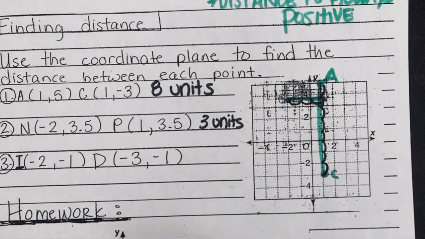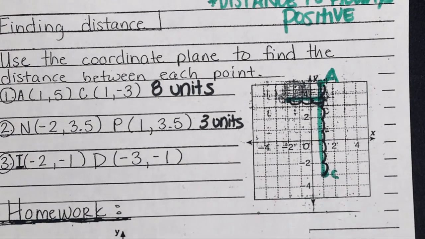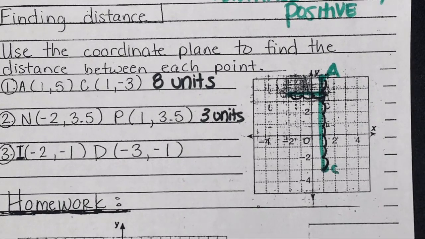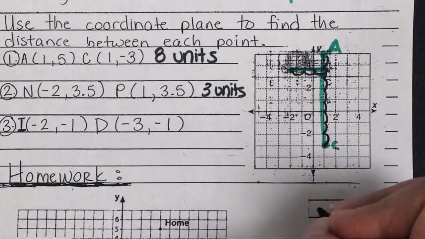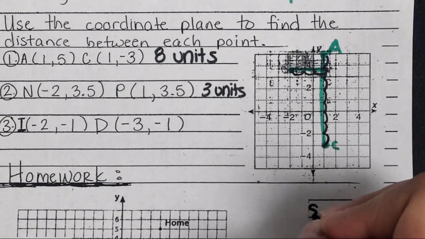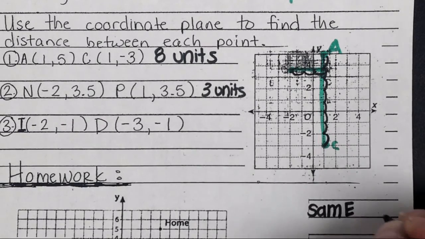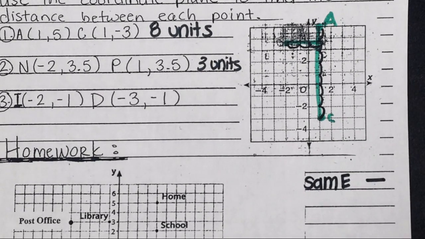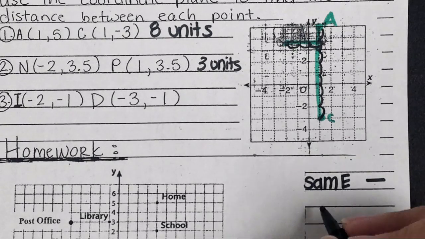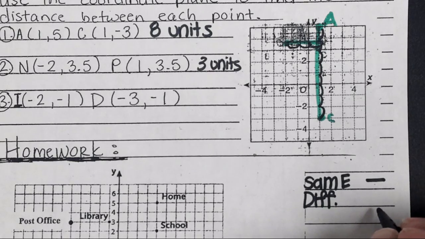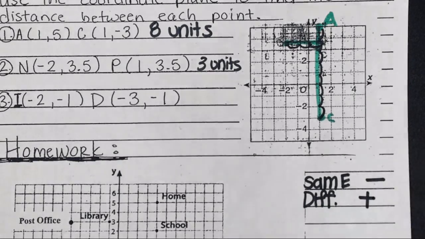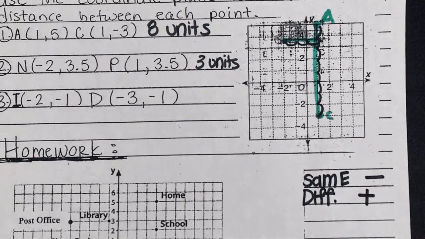Now, what's great is even if you can't see it, I'm going to show you how you can find the distance without even graphing. Most of the time, I want you to graph it, okay? But I am going to show you how you can find it without even graphing it. We have two rules here. If my signs are the same, I'm going to subtract. Same, subtract. If my signs are different, I'm going to do what? Add. Very good. So signs are the same, we subtract. Signs are different, we add.